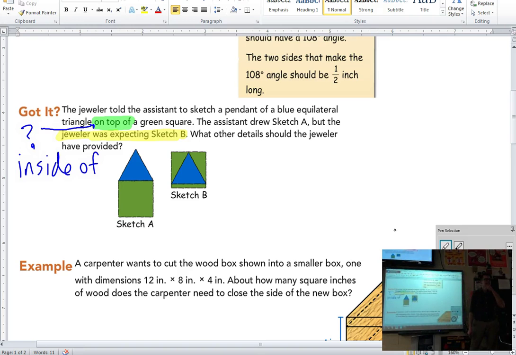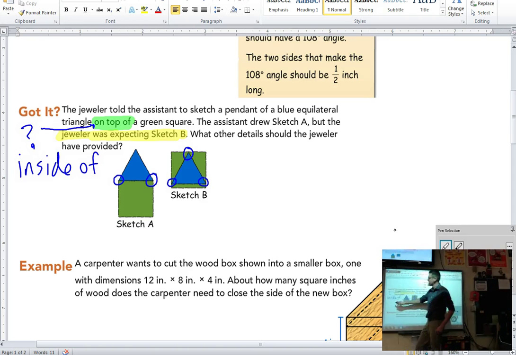Jeremiah? So how many vertices touch here? Two. How many vertices touch here? Three. So if the jeweler wanted to make sure that he got sketch B, he could say the three vertices of the triangle should each rest on an, what do we call, an edge of my square.